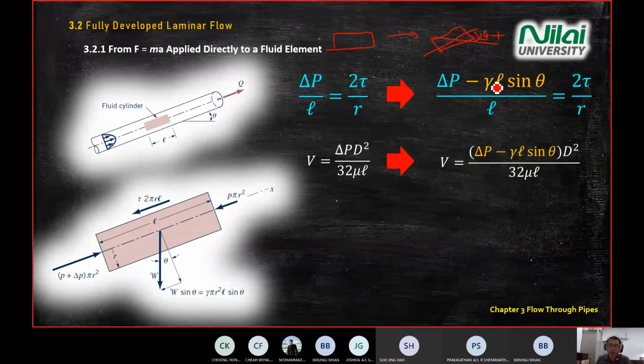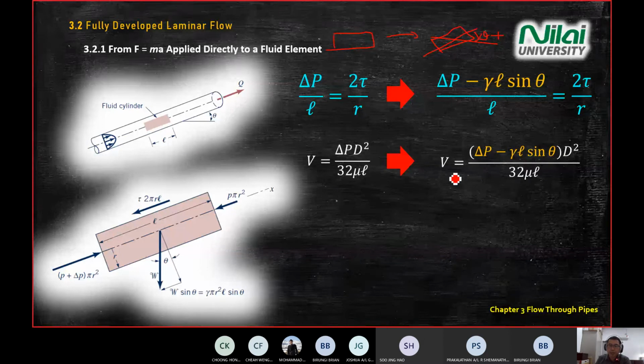We add a negative gamma L sine theta on the delta P component. If we want to calculate the velocity inside the pipe, V, just now we have delta P d squared over 32 mu L. So what we do is that we will again add in this component, negative gamma L sine theta, to the equation if we have an upstream.